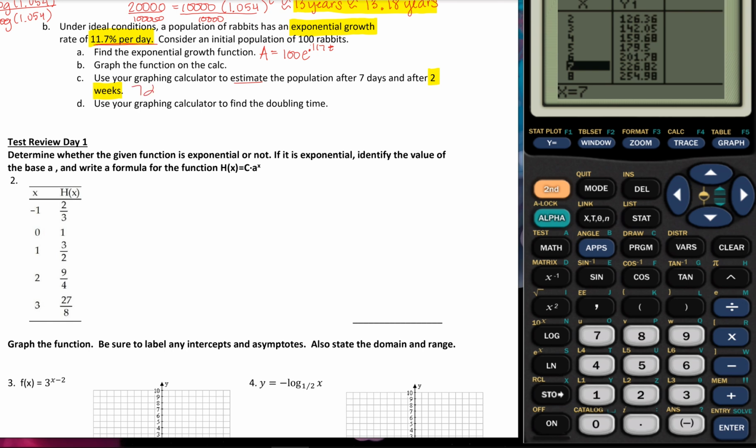So 7 days is equal to 226.82, which obviously, if we are estimating, is going to be about 227. And then, of course, 2 weeks, we're going to look for 14 days. So we're going to go down to the 14.